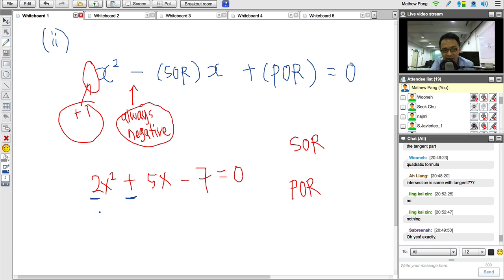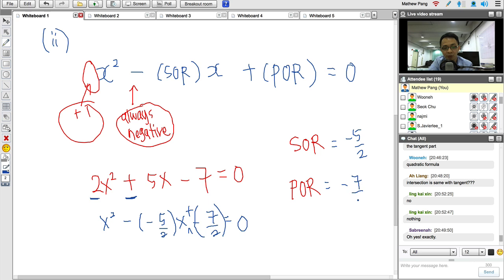So what I will do is divide every term by 2. This is x squared. This one, plus, becomes negative, and negative times negative gives positive. This is 5 over 2 x minus 7 over 2 equals 0 over 2, which is 0. Now only can I get my sum of roots, which is negative 5 over 2. And my product of roots, with a plus here, is plus negative 7 over 2, so negative 7 over 2. This is how we take out the sum and product of roots. A lot of students make the common mistake: when they see 2x squared plus 5x minus 7, they straight away say the sum of roots is 5 and the product is negative 7. Then your whole question will be wrong.